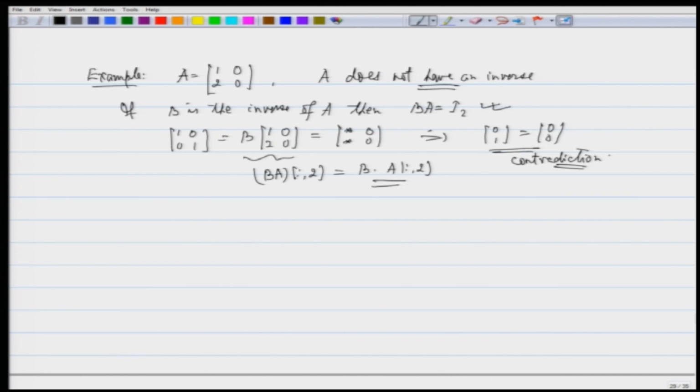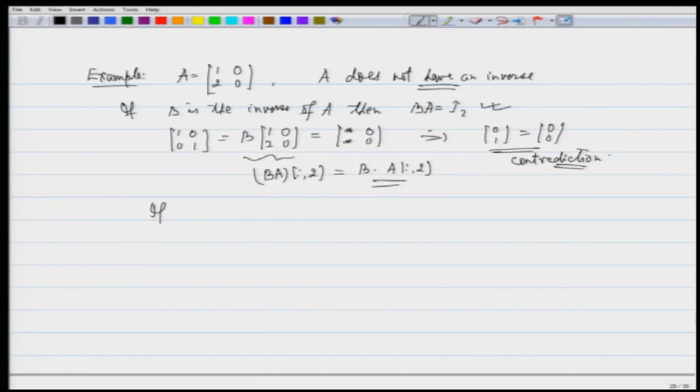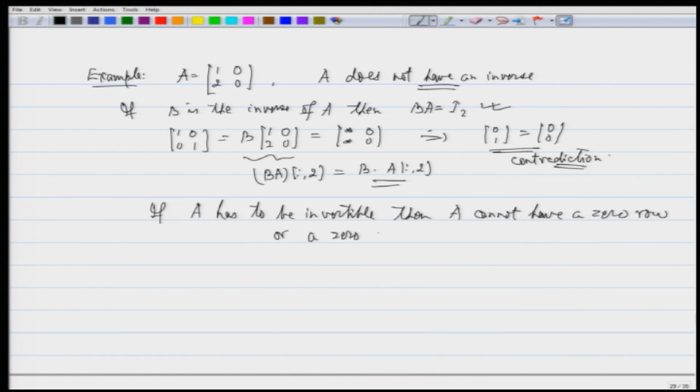Fine. So, what we are seeing here is that a matrix A cannot have a 0 row or a 0 column. So, if A has to be invertible, then A cannot have a 0 row or a 0 column. Fine. You can again use the idea of system of equations, but you have to do it somewhat differently. So, another example, which is for 3 by 3.